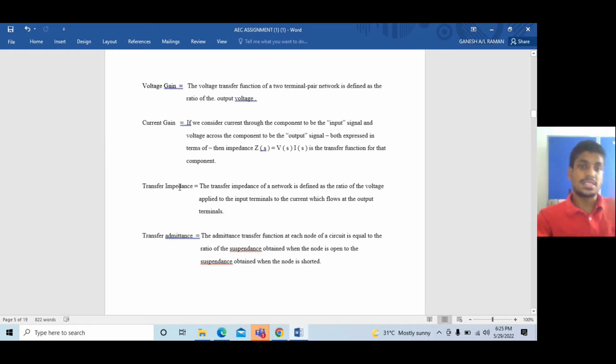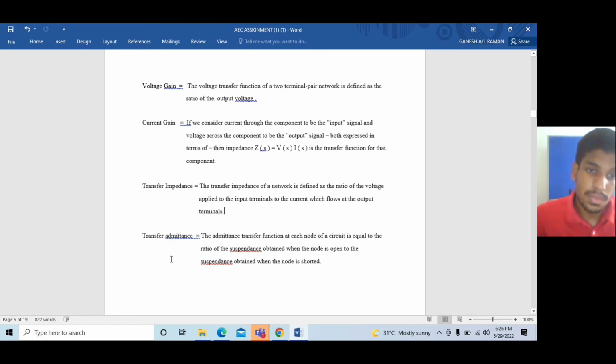Then the third is transfer impedance. The transfer impedance of the network is defined as the ratio of the voltage applied to the input terminals to the current which flows at the output terminals, when it is connected to the ground only. So the formula of the transfer impedance is output voltage divided by the input current.